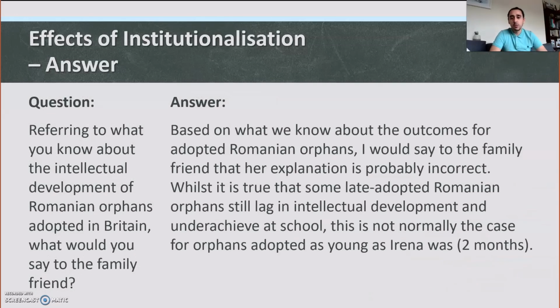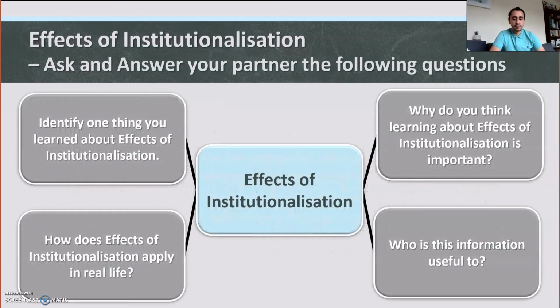Right. Based on what we know about the outcomes for adopted Romanian orphans, I would say to the family friend that her explanation is probably incorrect. Whilst it is true that some late adopted Romanian orphans still lag in intellectual development and underachieve at school, this is not normally the case for orphans adopted as young as Irina was at 2 months old. So mind your business. That was a bit sassy. Right, those are the effects of institutionalization.